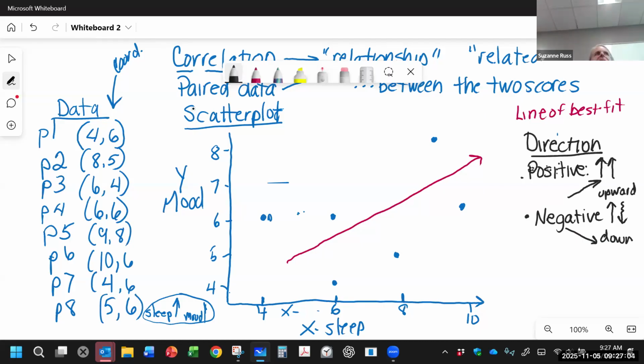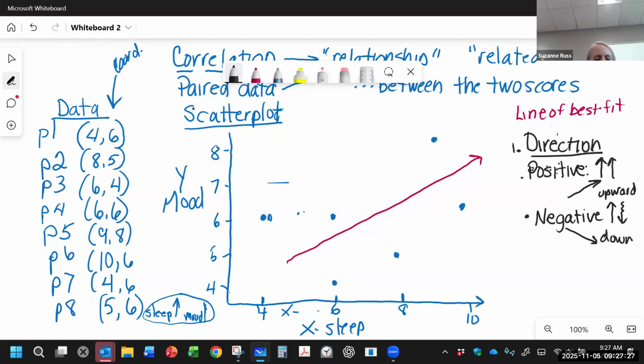Sometimes we can't tell, like there's just a bunch of random points on that line, and we can't even tell if the line should go up or down. And in that case, we just say there's nothing going on there. It's called a zero relationship. So that is dimension one that we can assess in a correlation.